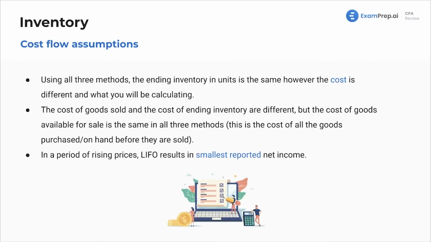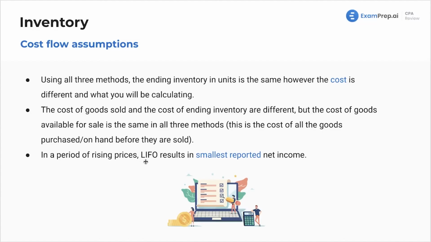Cost flow assumptions. Using all three methods, the ending inventory in units is the same. However, the cost is different, and that's what you're calculating, as we've seen, right? In all the methods, it was 40 units left. 40 units was the ending inventory, but the cost of those units is what is different. The cost of goods sold and the cost of ending inventory differ, but the cost available for sale is the same in all three methods, right? So the total cost of goods that are available for sale in that period is the same.